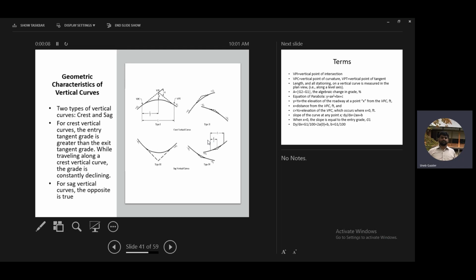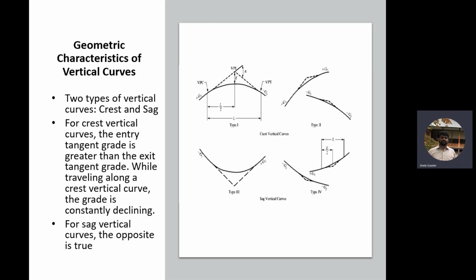Okay, yesterday we started with the vertical curves. So vertical curves have the shape of what? A parabola. Okay, and then we have two types of vertical curves, which are sag and crest. And how do I know which one is sag, which one is crest? If G1 is more than G2, it's a crest curve. Okay.